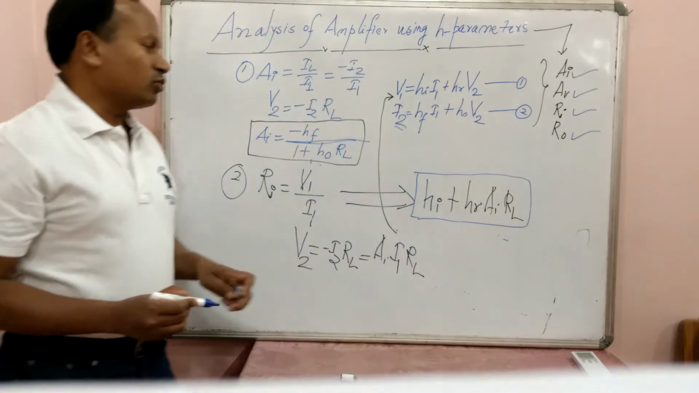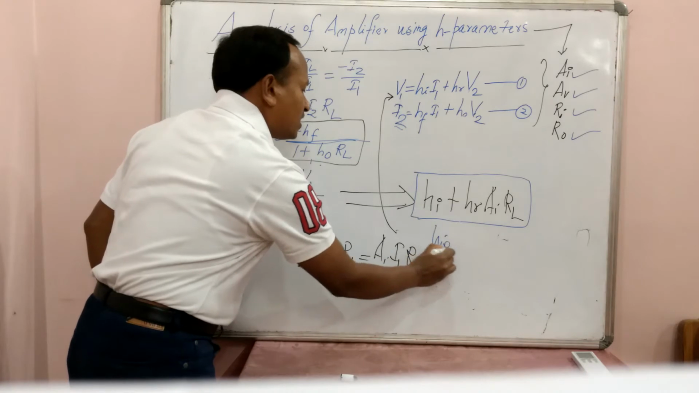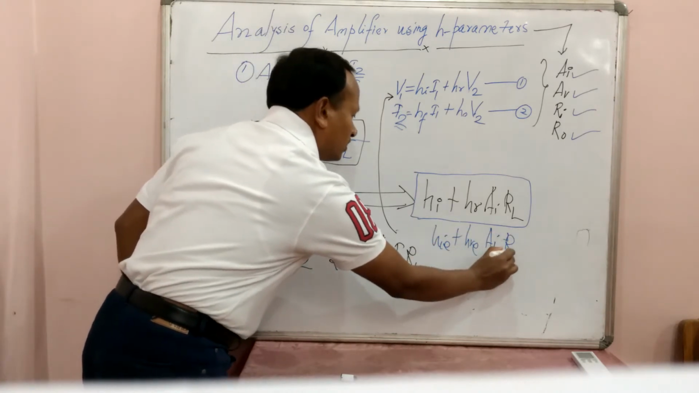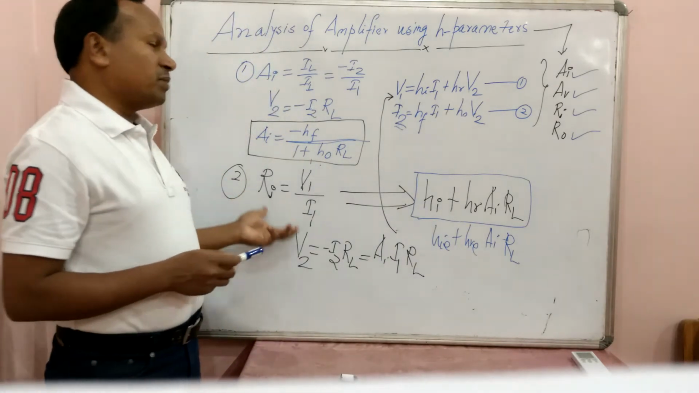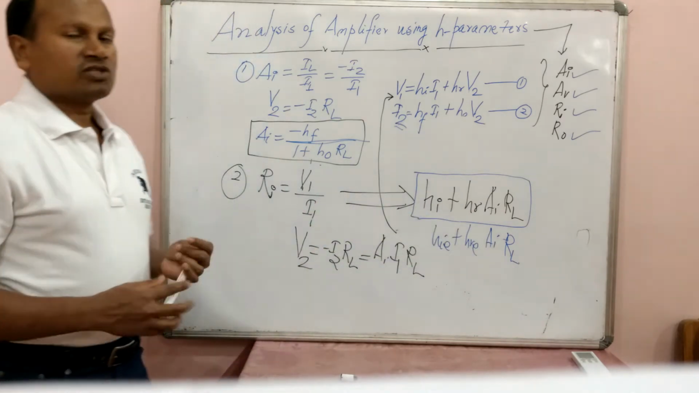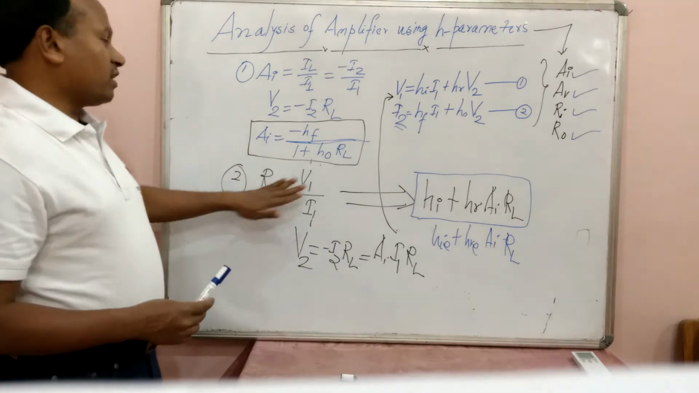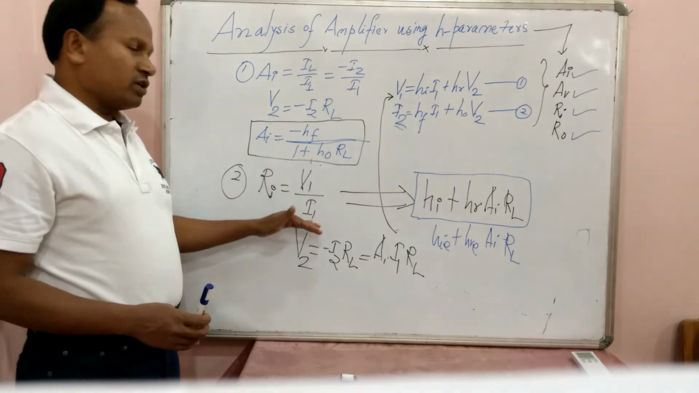If you are interested to write it for common emitter, it becomes HIE plus HRE AI into RL. If we want to know the input resistance or impedance for common base, it is HIB plus HRB AI into RL. So this is the second part of analysis wherein we see how to determine the input impedance. Input impedance is nothing but the ratio of input voltage to input current.